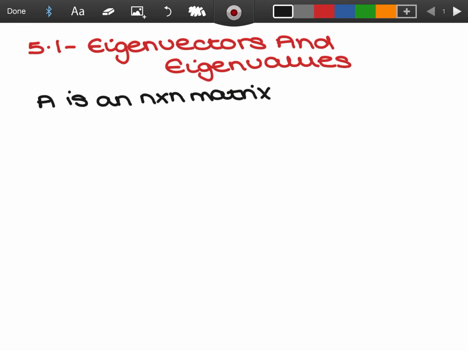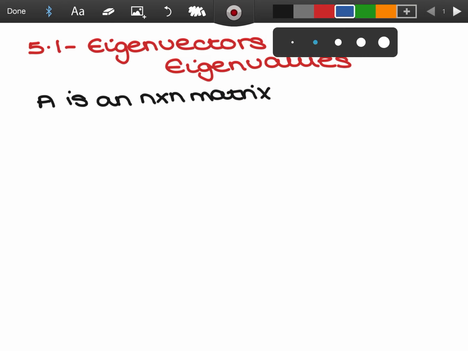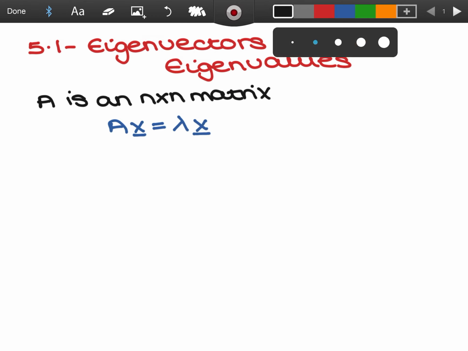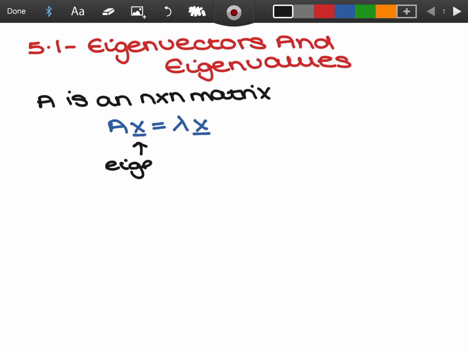Okay. To look at what an eigenvector and an eigenvalue of a matrix is, you always have to remember the same equation. And that is A times X is equal to lambda X. So for the n by n matrix A, such that we can find an X and a lambda for which this is true, then X is an eigenvector.